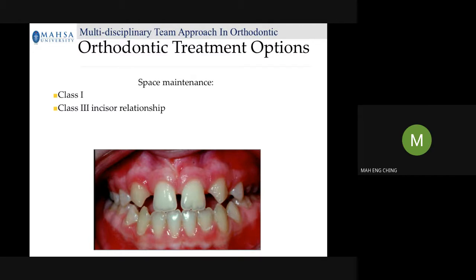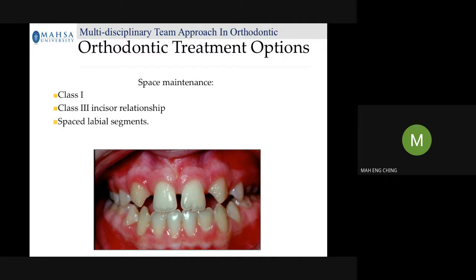Class 3 incisor relationship: for class 3, always open the gap, because you don't want the upper incisor to come backward further. It causes the reverse overjet to be even worse, unless you're going to do orthodontic surgery, then you can close the gap. Otherwise, if you want to camouflage, you have to make sure the upper incisor is biting in front of the lower incisor. Then it's better to open up the space rather than closing the gap.